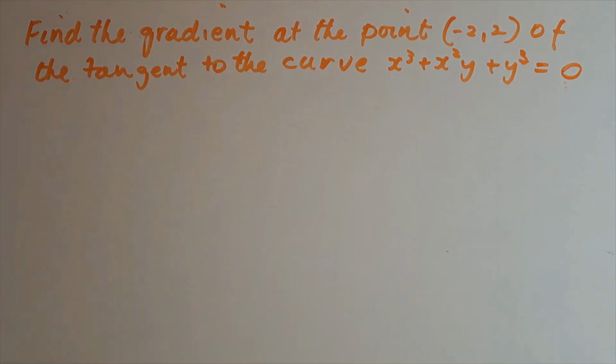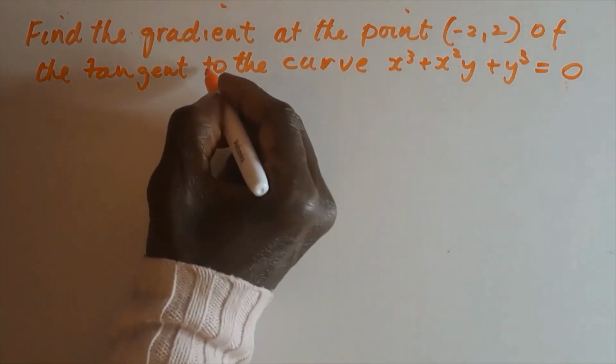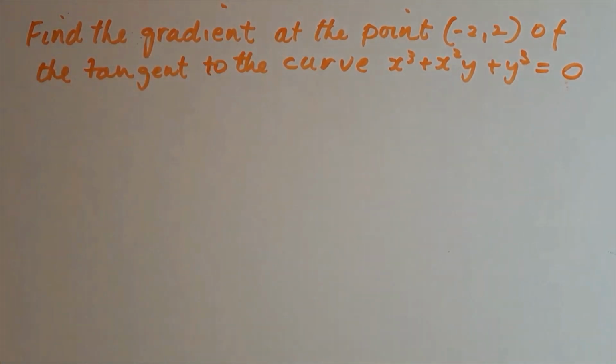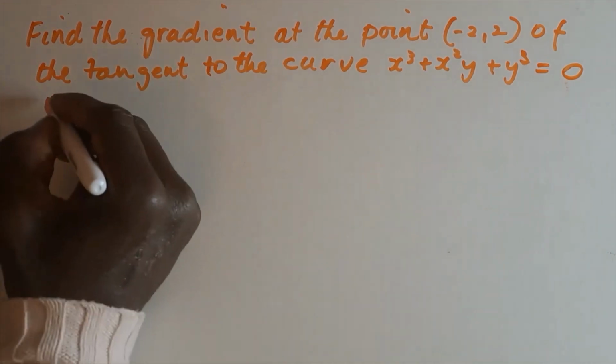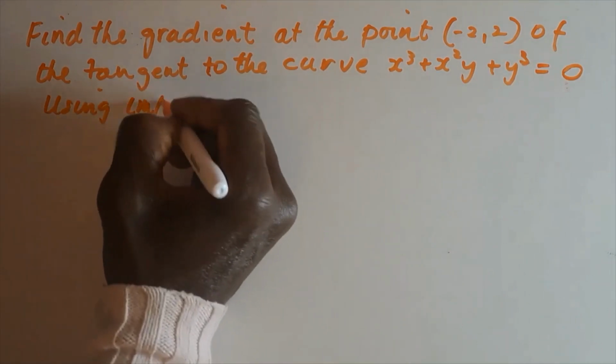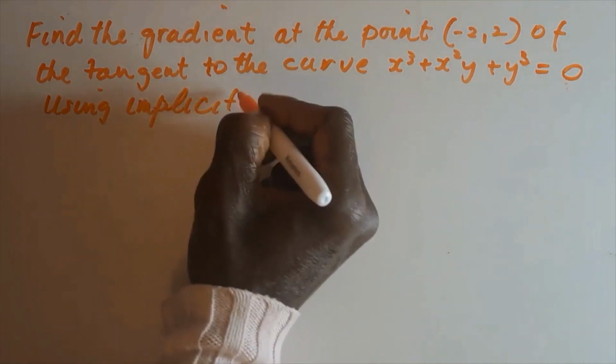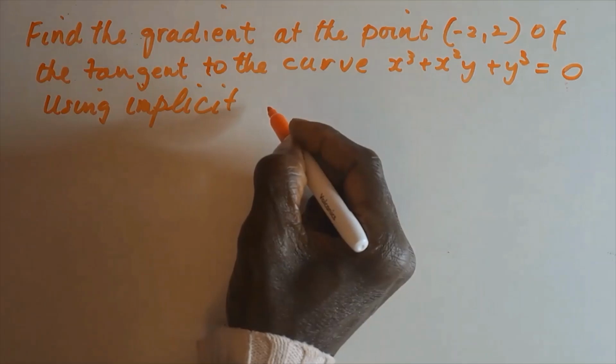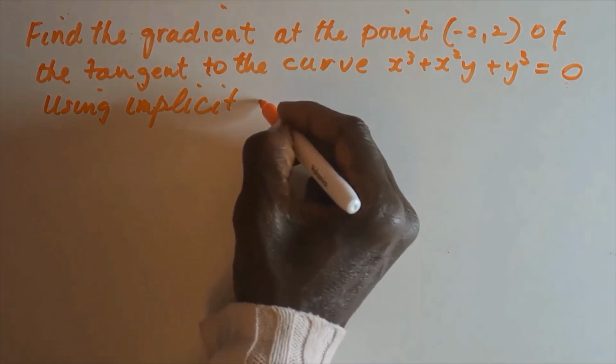Hello. Find the gradient at the point negative 2, 2 of the tangent to the curve x cubed add x squared y add y cubed equal to 0. For this, we'll use implicit differentiation.